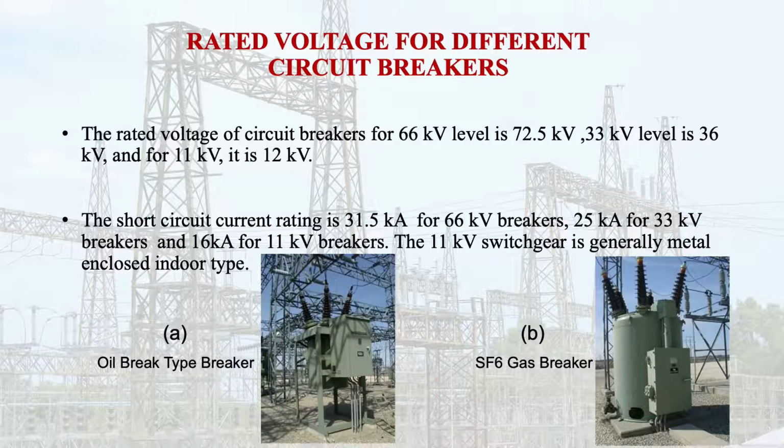The short circuit current rating is 31.5 kiloampere for the 66 kV circuit breaker, 25 kiloampere for the 33 kV circuit breakers, and 16 kiloampere for the 11 kV circuit breaker. So this gives some idea about the short circuit rating and voltage rating of the circuit breaker. The 11 kilovolt switchgear is generally metal enclosed indoor type.